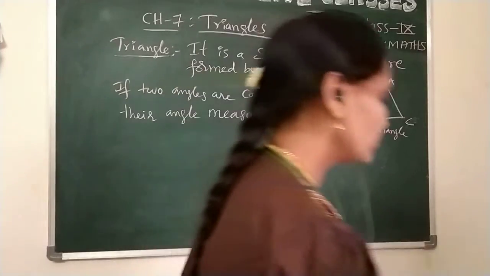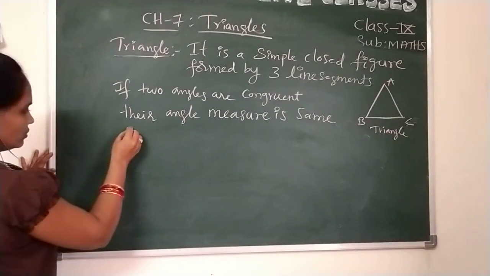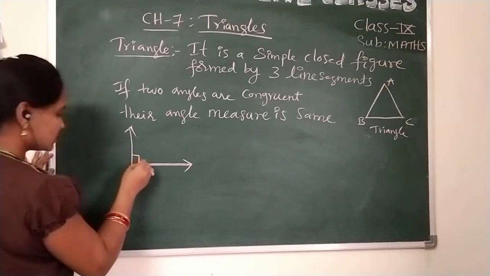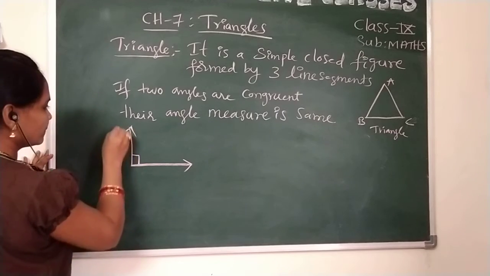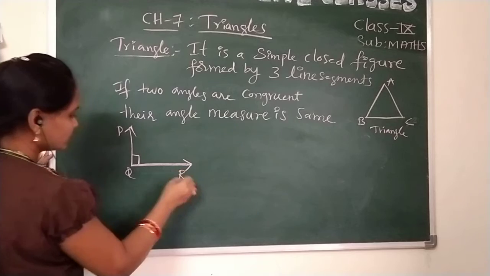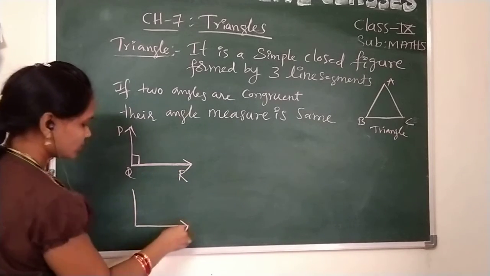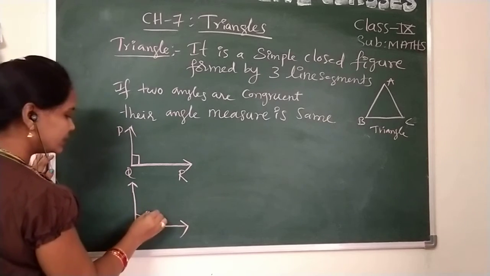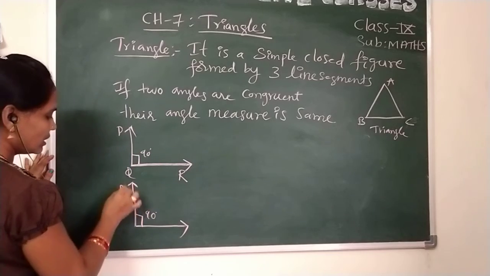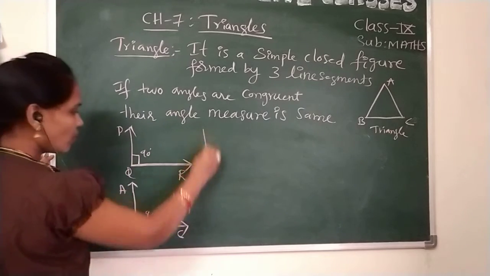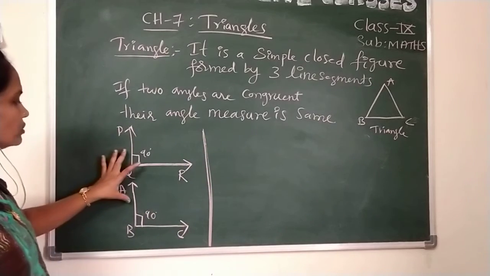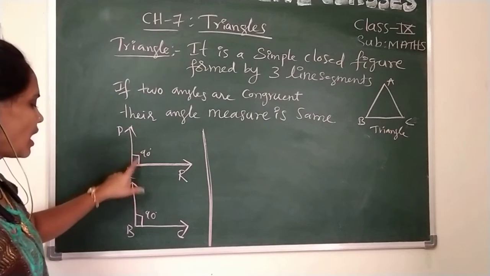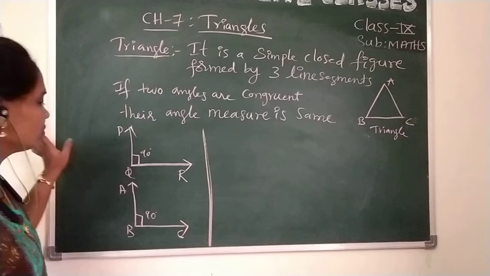Very simple. Just take two angles. This is a right angle, PQR. One more angle I am taking, this is also a right angle, 90 degrees, ABC. Now we can say that these two angles are congruent angles, because they have the same measure, 90 degrees and 90 degrees.